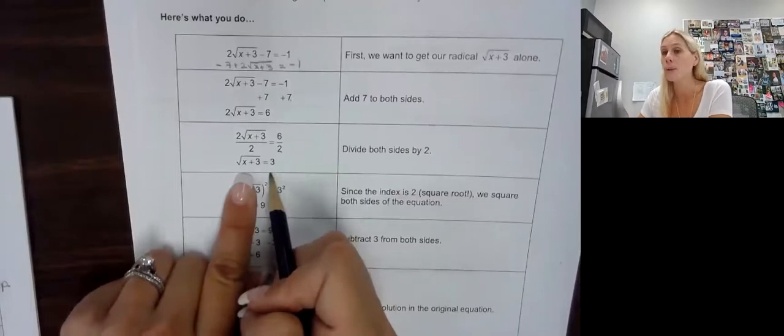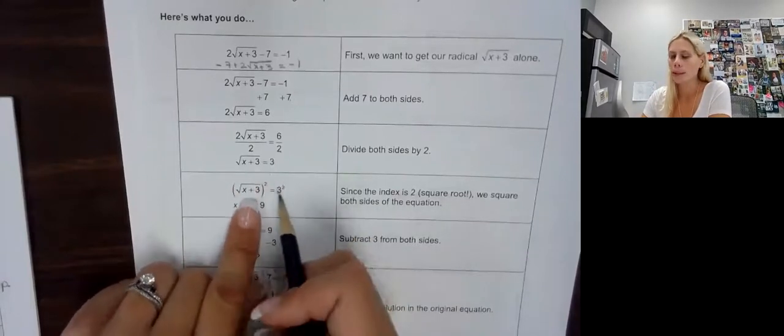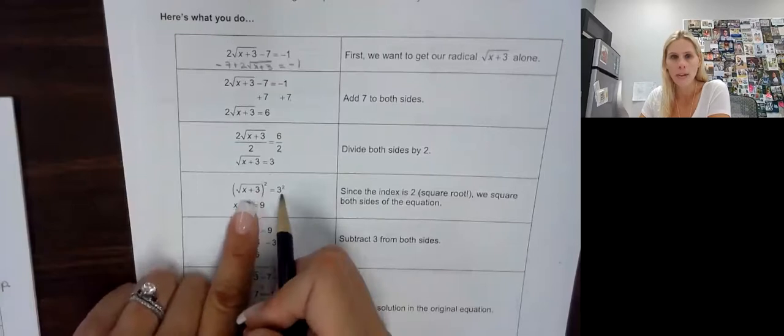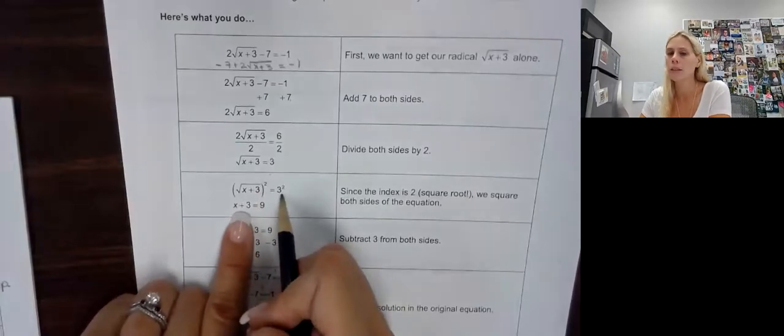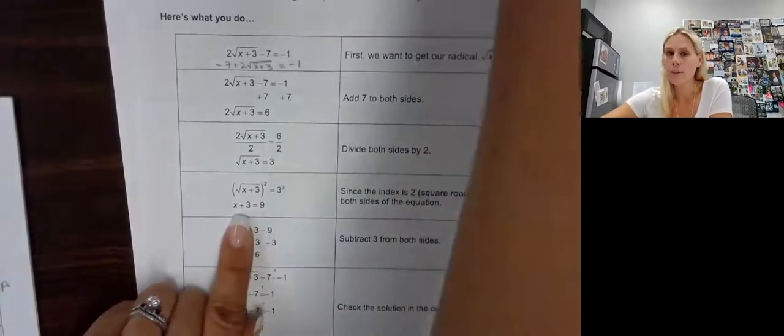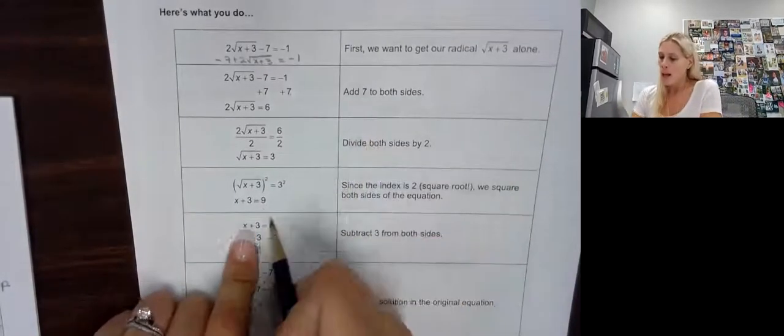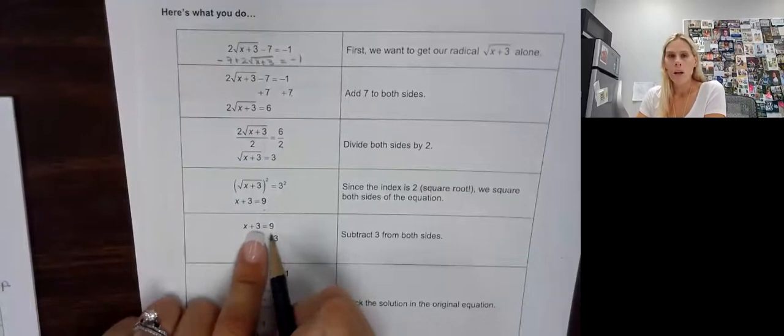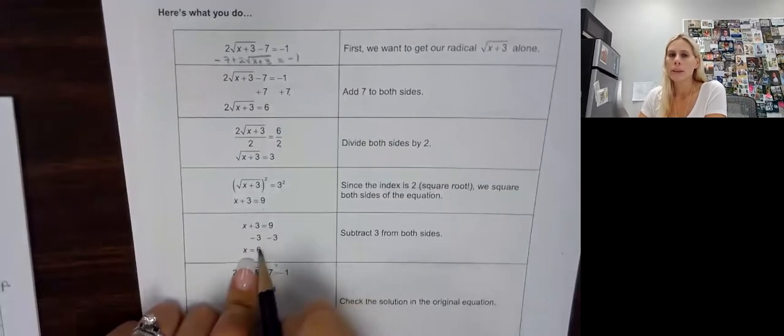How do you get rid of a square root? Well, we square both sides. So we're going to square both sides, leaving us with x plus 3 on the left. 3 squared is 9, so be careful of that. So then we solve. To get rid of the 3, we subtract 3 from both sides. So we get x equals 6.